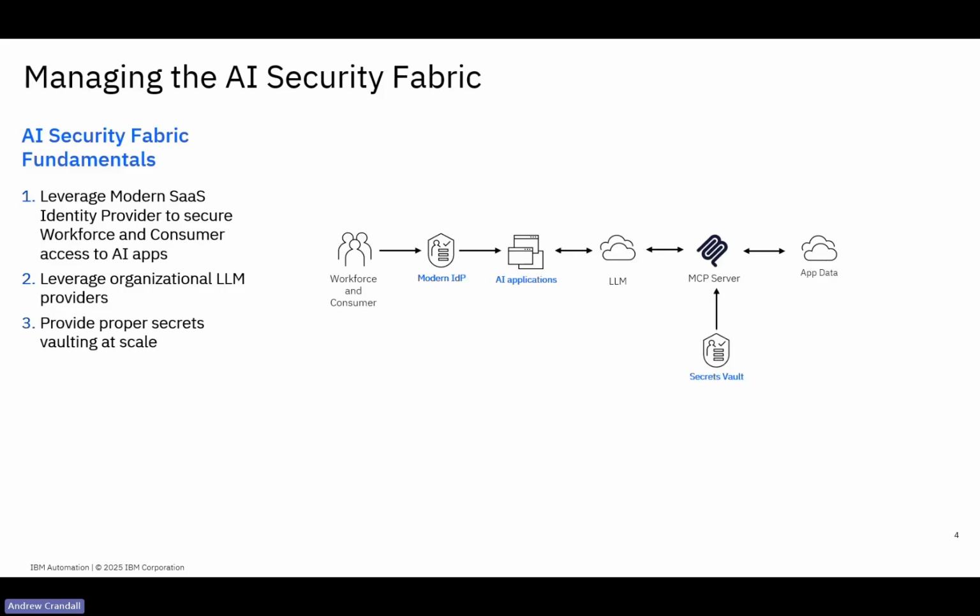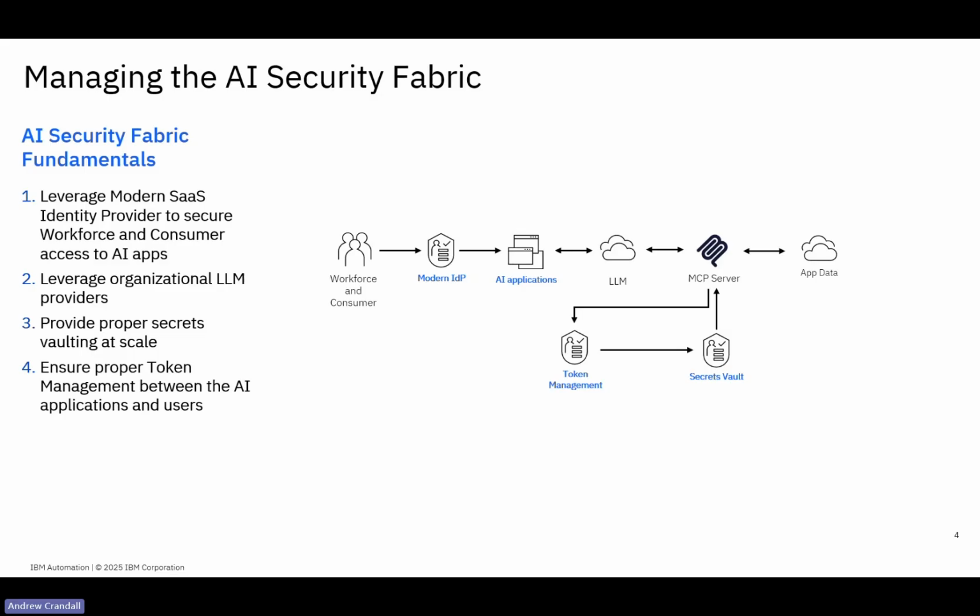We need to be able to provide proper secrets. So the MCP server itself, right, it's going to give you a list of tools, but it's not really granting specific access, right? So we need some type of secrets vault to be able to store and manage these for your privileged application data. And then we want to be able to provide token management between your actual AI users and your AI agents, right? So how are we going to do that? We need a token management layer that can do token exchange. And then finally, we need to provide observability across your human and non-human identity infrastructure.